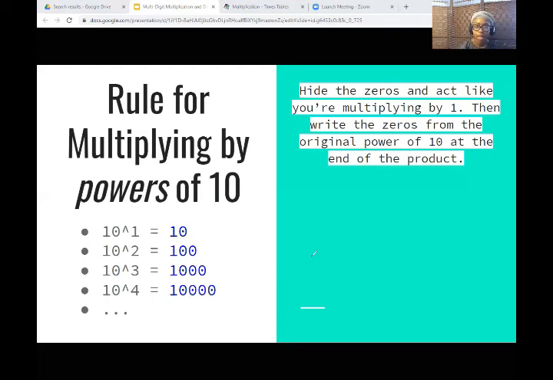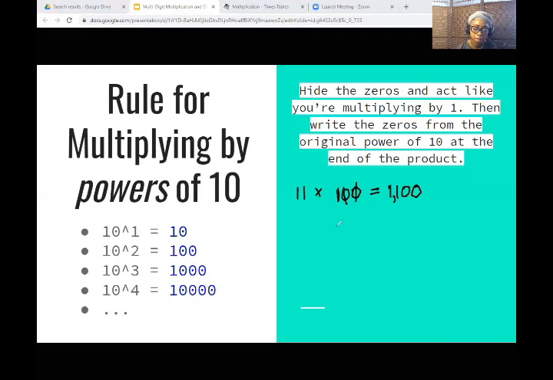Okay? So let's read what the rule is. The rule says hide the zeros and act like you're multiplying by 1. Then write the zeros from the original power of 10 at the end of the product. Sounds pretty easy. We're just multiplying by 1, right? So let's do 11 times 100. Hide the zeros. 11 times 1 is 11. Now we can add the zeros. We add two zeros, we put them back. So now we have 1100.